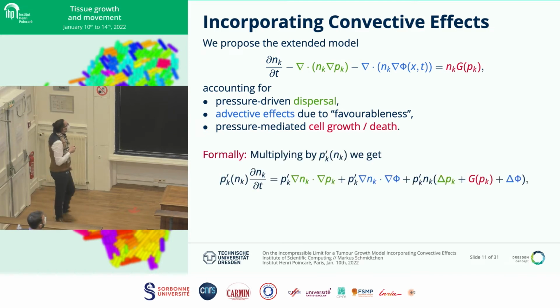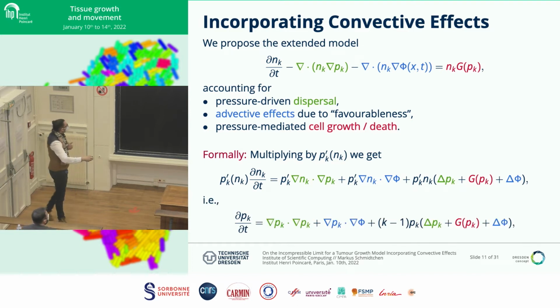Formally, again, we can multiply the equation by p prime. I've done a bit greater detail here. We have p prime times dn by dt, which by the chain rule is dp by dt. Here we have p prime times gradient n, which is a gradient p. We have another gradient p here, and then we have this p prime times n term, which if you write it down gives us this k minus 1 pk, right? Because this is a power of n.